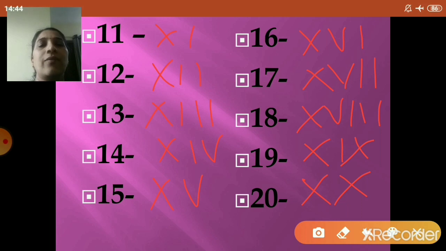So children, you have to remember 1 to 10, and if you remember 1 to 10, for all the rest of the numbers you can write them using those numbers only. Because you know 11 is 10 plus 1, so you will write the symbol for X and the symbol for 1. Similarly, 15 is 10 plus 5, so you will write the symbol for X and the symbol for 5. So it will come as XV. This is the way you will remember the symbols.